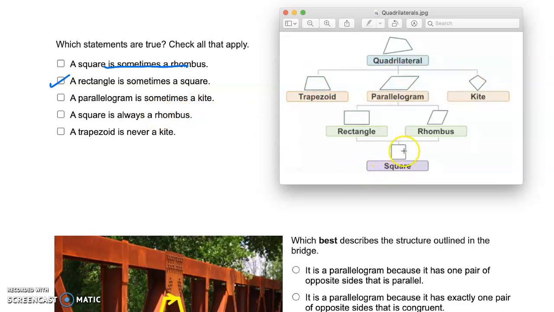A square is always a rhombus. A square falls underneath the rhombus, so a square is always a rhombus because a rhombus means opposite sides are parallel and congruent sides, and a square always has opposite sides parallel and congruent sides. So that one is true. And a trapezoid is never a kite. If they are on the same level, then they do not fall underneath one another, so a trapezoid will never be a kite. That is also true.